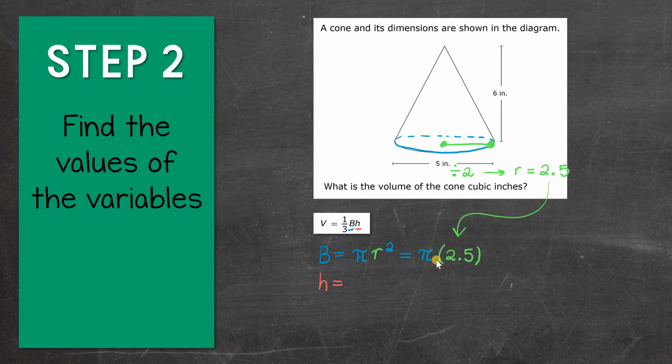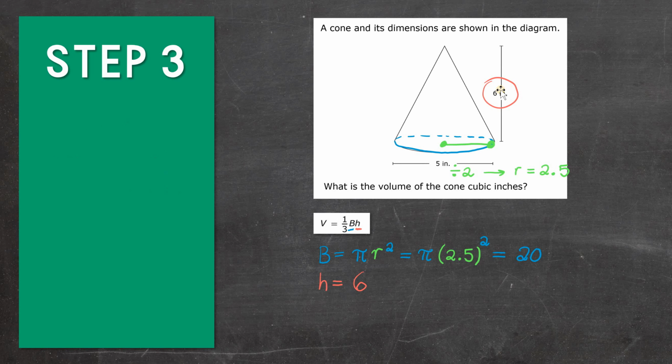So we're going to replace that for r. Don't forget to square it. And did you get roughly 20? If you round, you should get about 20. Okay, and h. What does h represent? H is the height. So that one, there's no work. H is just 6. We're done with step 2.